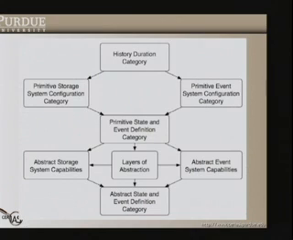The first one on top is the history duration, which basically says how long has the model been around. I'm sorry, the system's been around. We get into the capability storage of the system, the actual events, and the abstract capabilities and abstract events and states.